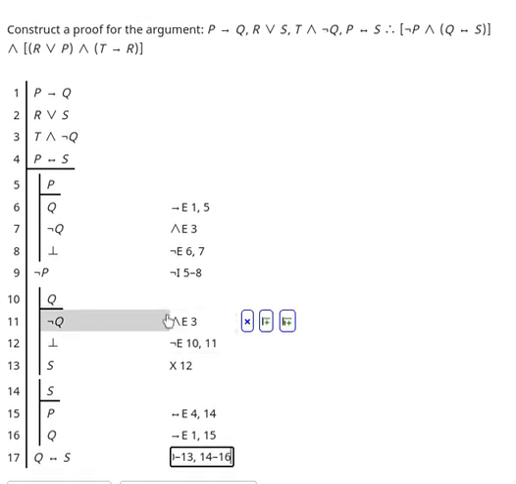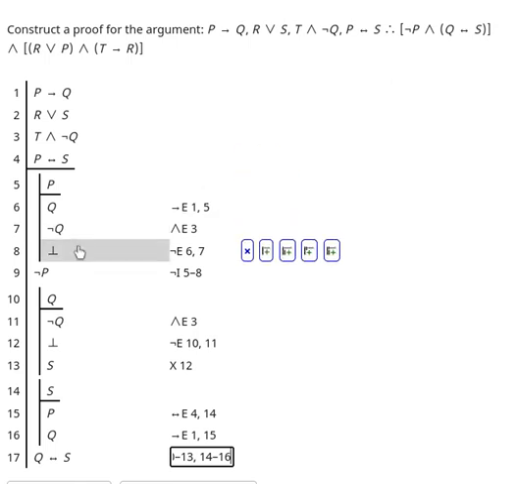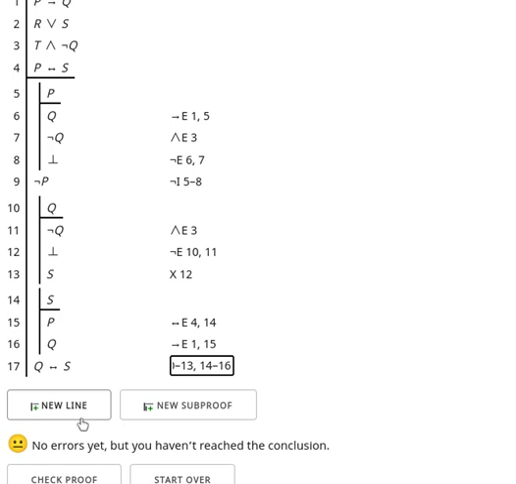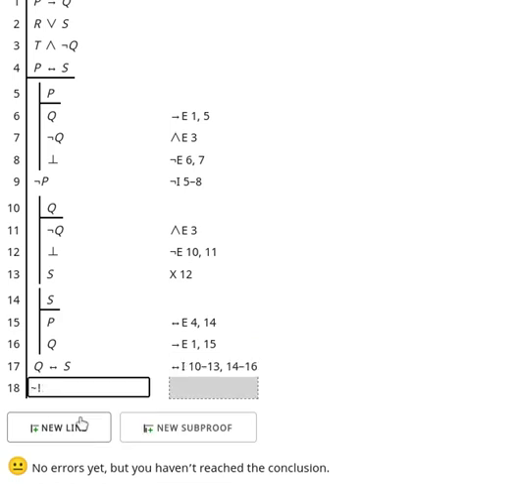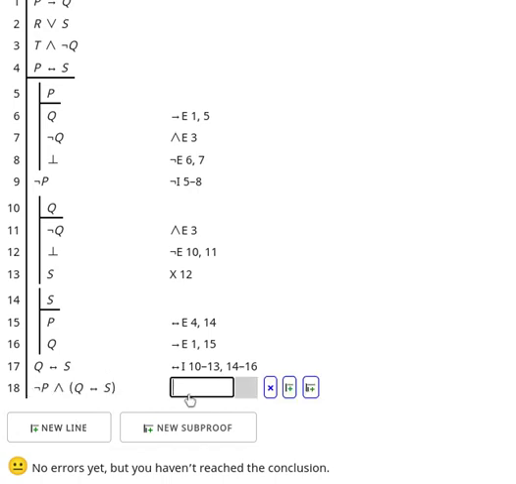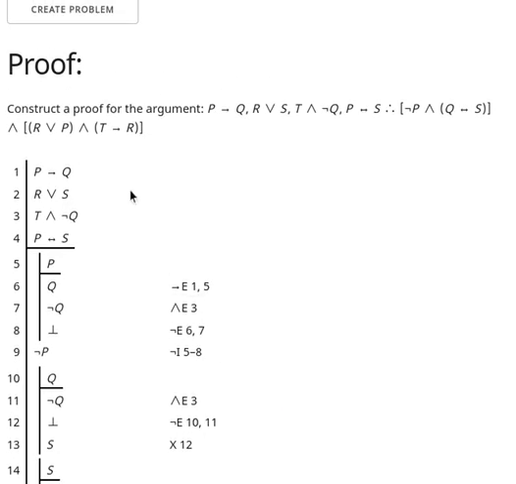Okay, so we got our not P, we got our Q if and only if S. We could AND that together now. So not P and Q if and only if S. Let's do AND introduction on lines 9 and 17. Whew, we're just cruising through this.